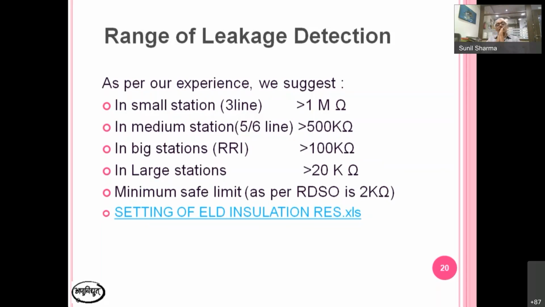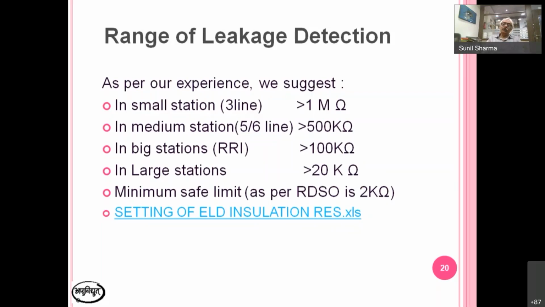What is the minimum safe value of this leakage resistance? No doubt this is given by the RDSO: it is 2K. Our instrument is also supplied with this setting of 2K only. You can increase it from 2K up to 1 meg, but we have supplied 2K, because all instruments should be similar. So it is 2K. But we give you advice: please don't keep it on 2K. It should be 10 or 20K at least.